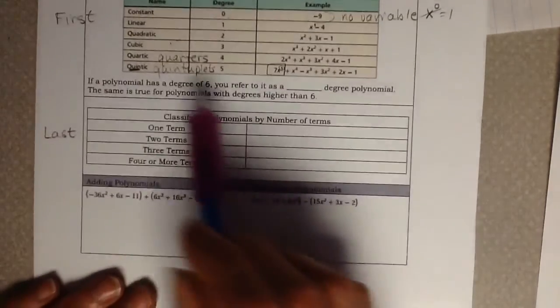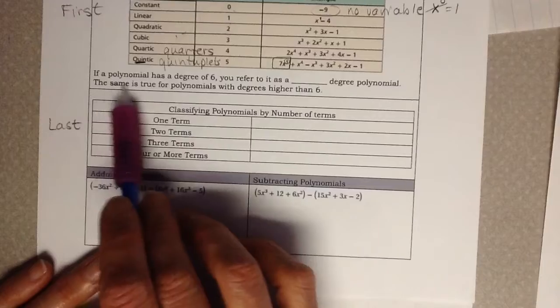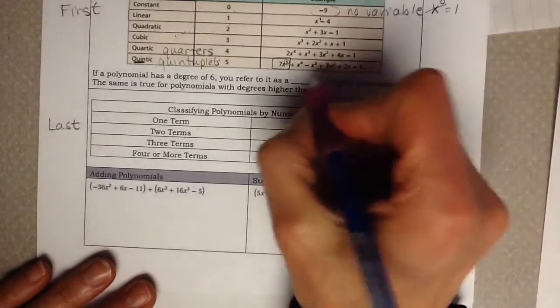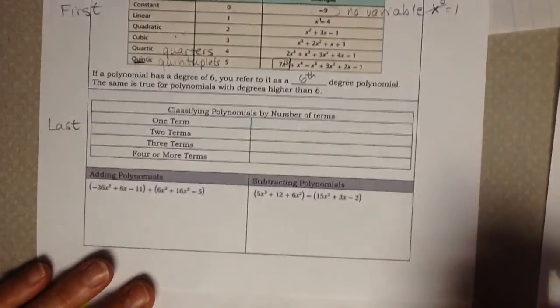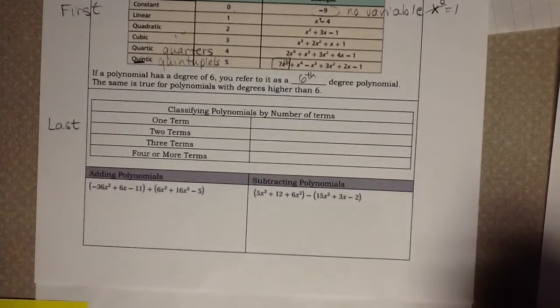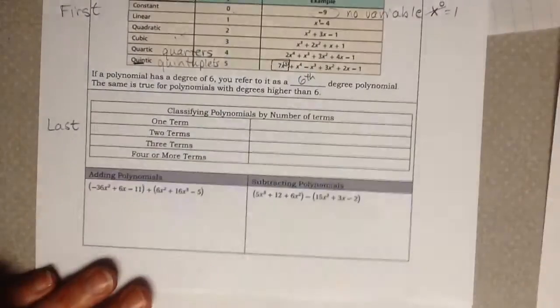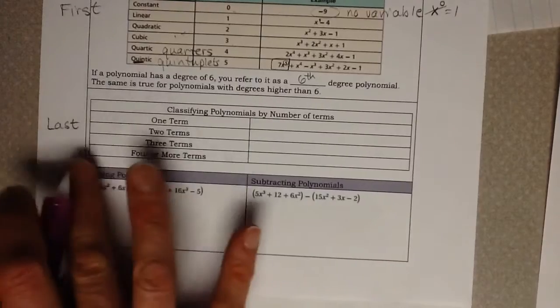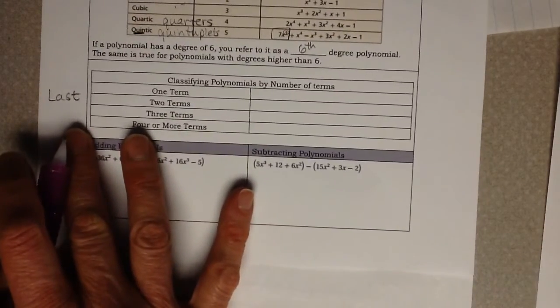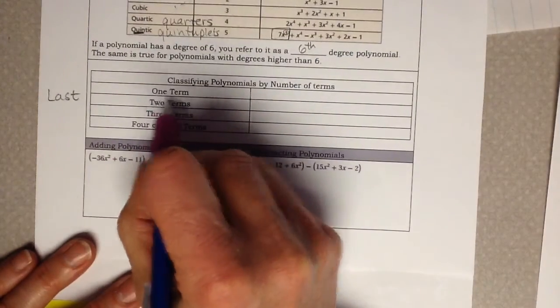So we only have specific names up to 5. If a polynomial has a degree 6, you refer to it as a 6th degree polynomial. And the same is true for polynomials with degrees that are higher than 6. So that's the first name. The way that we indicate its last name is the number of terms. And so if it has 1 term, think of a prefix that means 1.